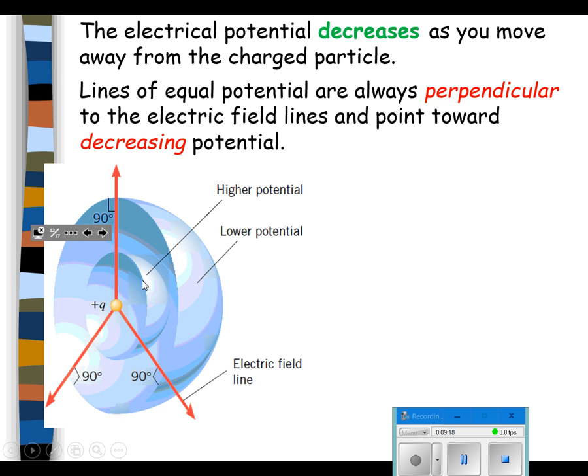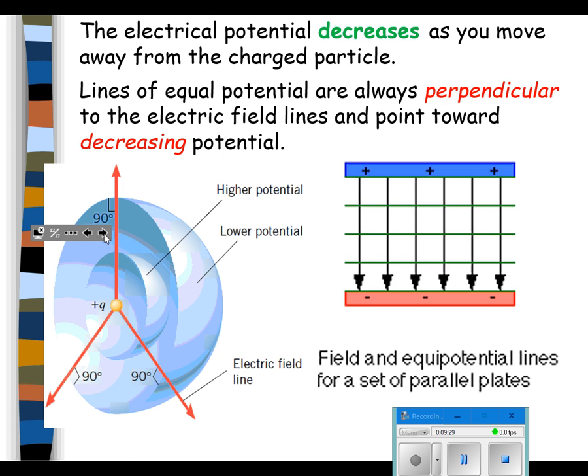These are our electric field lines going away from our positive charge, and then we have our equipotential surface, which is perpendicular to those lines. The field and equipotential lines for a set of parallel plates look like this. We have our electric field going out of the positive and into the negative, and we have our equipotential lines at 90-degree angles crossing those electric field lines. Highest to lowest.